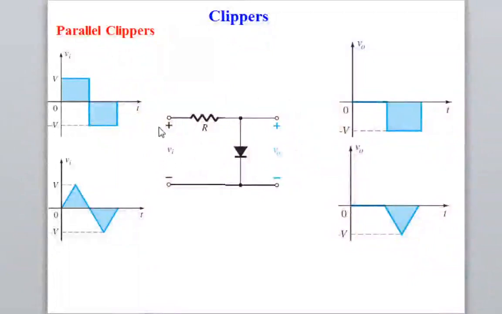So this is the input signal you have to apply, and this is the diode, and this is the resistance. Here the resistance will be in series with the applied voltage, and the diode will be in parallel to the input voltage. So that is why this is known as the parallel clipper. The basic principle, I have already explained, is how the clipper circuit works in the case of the series clipper circuit.